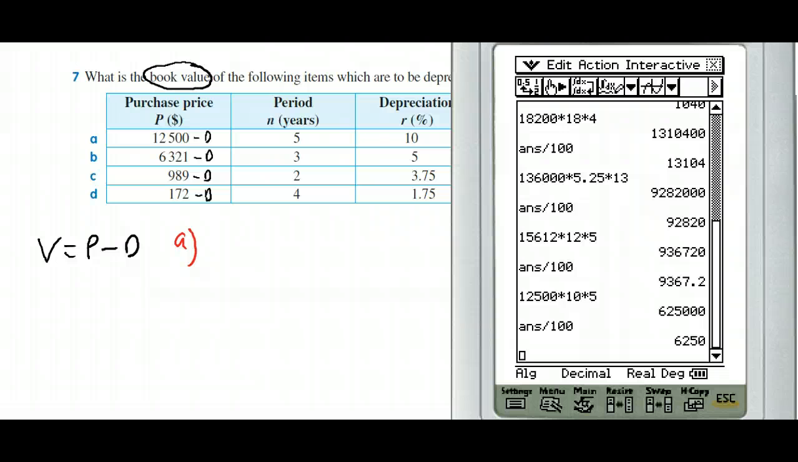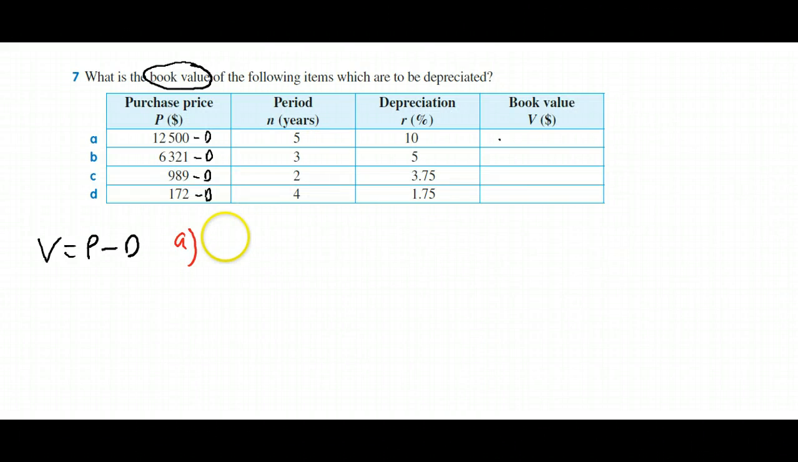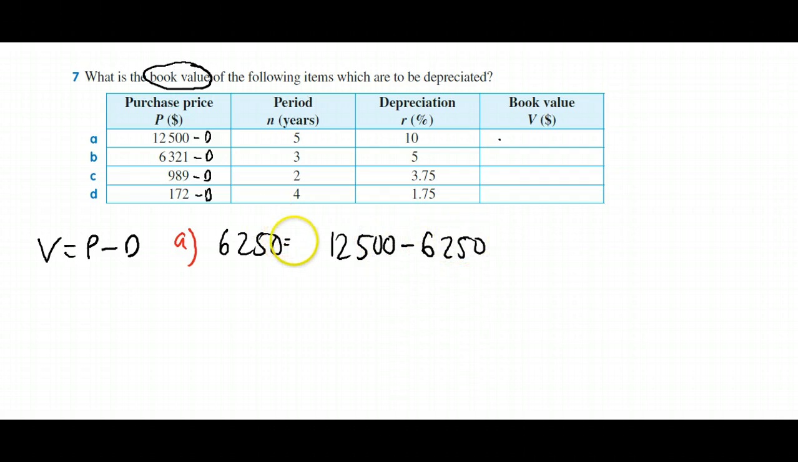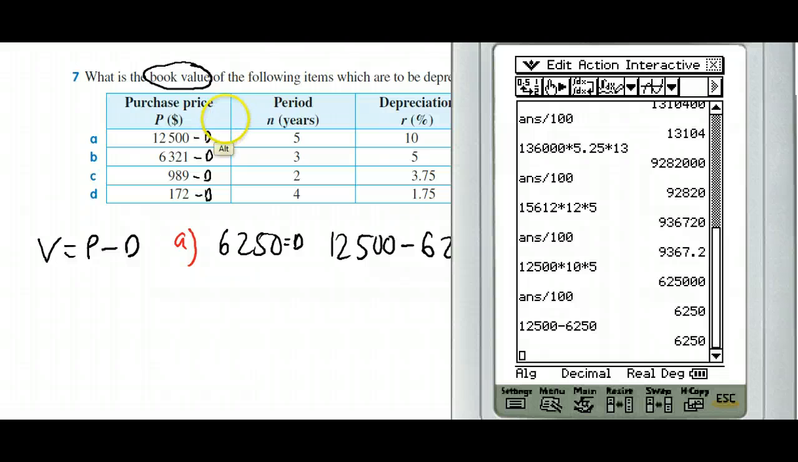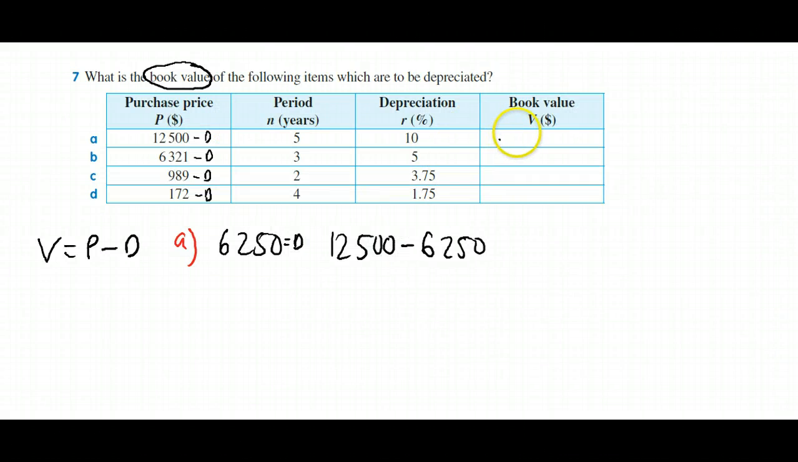6250. So for A, we've got 6250. That's the depreciation, and then we've got to do 12,500 minus 6250. Oh, it's exactly the same. So the book value is 6250.